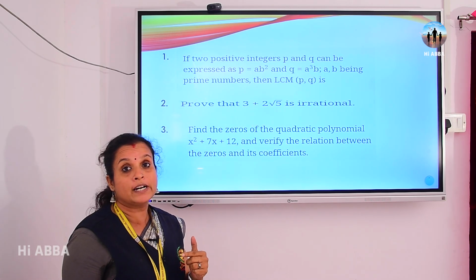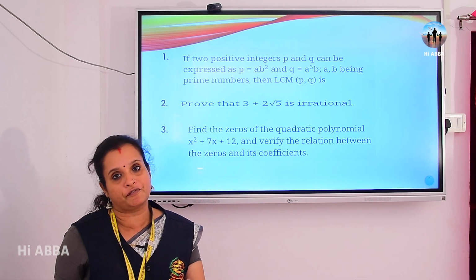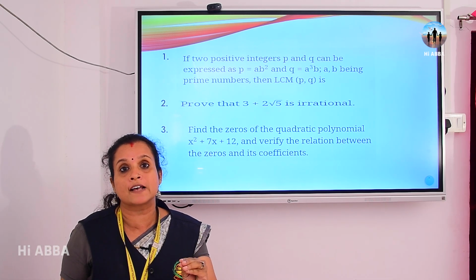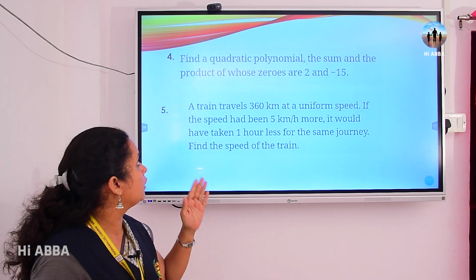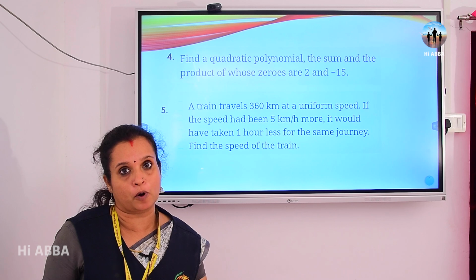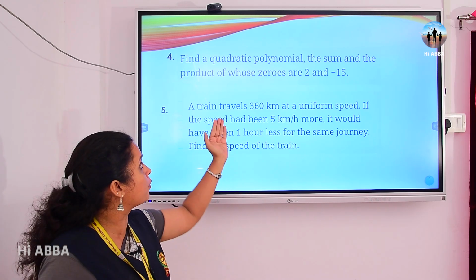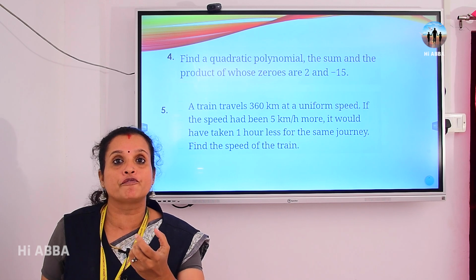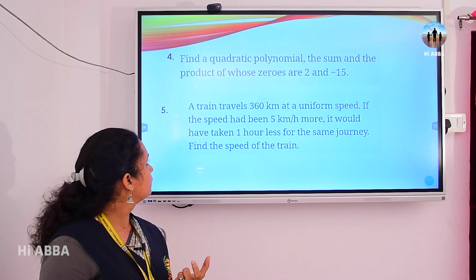And the next one is the polynomial chapter, the relationship between zeros and coefficients. That is always asked as a 3 mark question and is very important for you. And how to form a quadratic polynomial: the sum and product will be given, so you should find the quadratic polynomial. This is a 2 mark question.